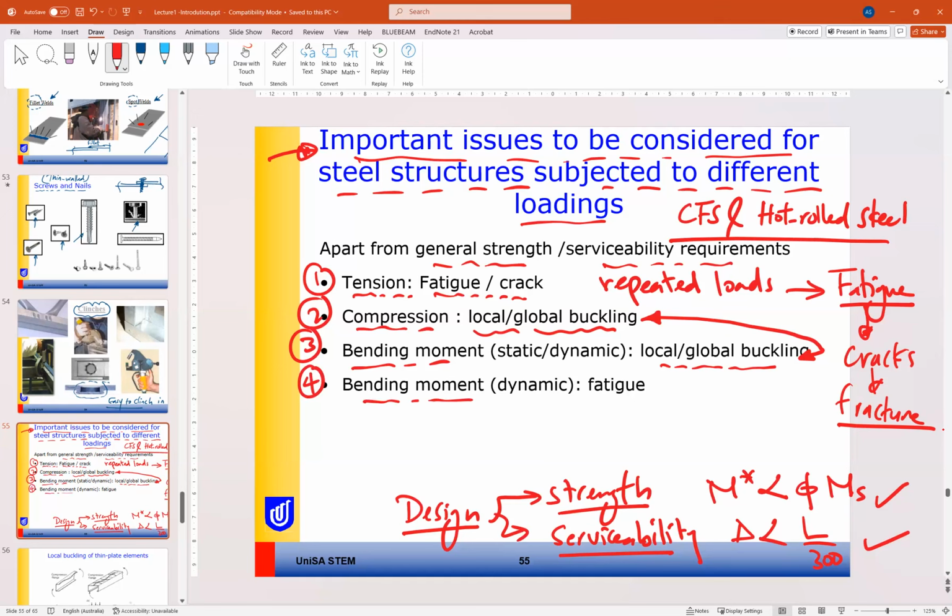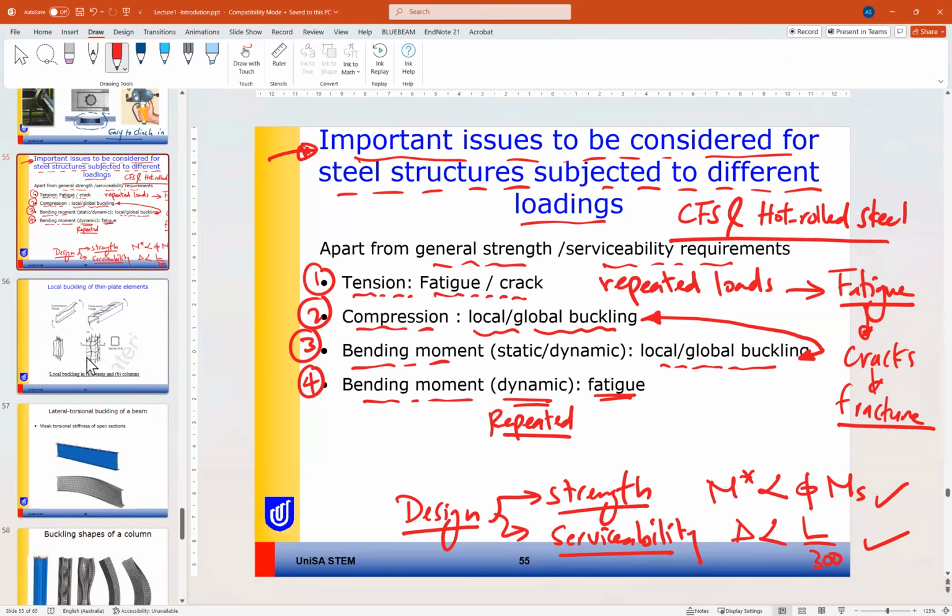Again, in bending moment for dynamic loading due to repeated load, we are worried about fatigue. We should be aware of fatigue. Okay, so these are just some hints about the considerations we need to take during our design.